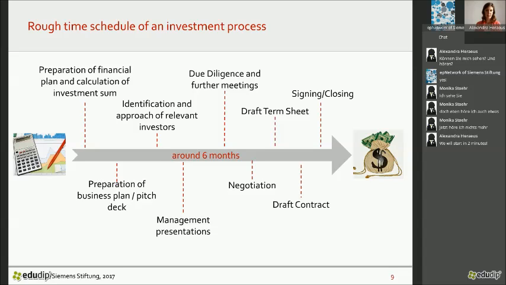In the second step, what usually follows is the preparation of the business plan and pitch deck. The business plan or pitch deck, you can have either or, you can have both. It usually contains the business model, the achievements, a very structured presentation of your company and what you've done and where you want to go.